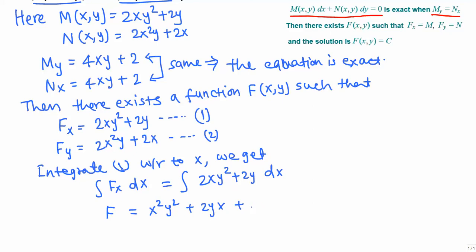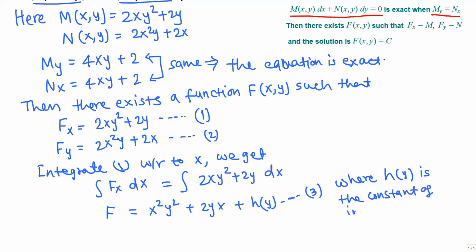In this case, since y is also a constant, we can have a function of y or just a pure constant, so I would write h(y). Let's say this is equation 3, where h(y) is the constant of integration, because y is constant in our case. So this h(y) could be a pure number or a function of y.